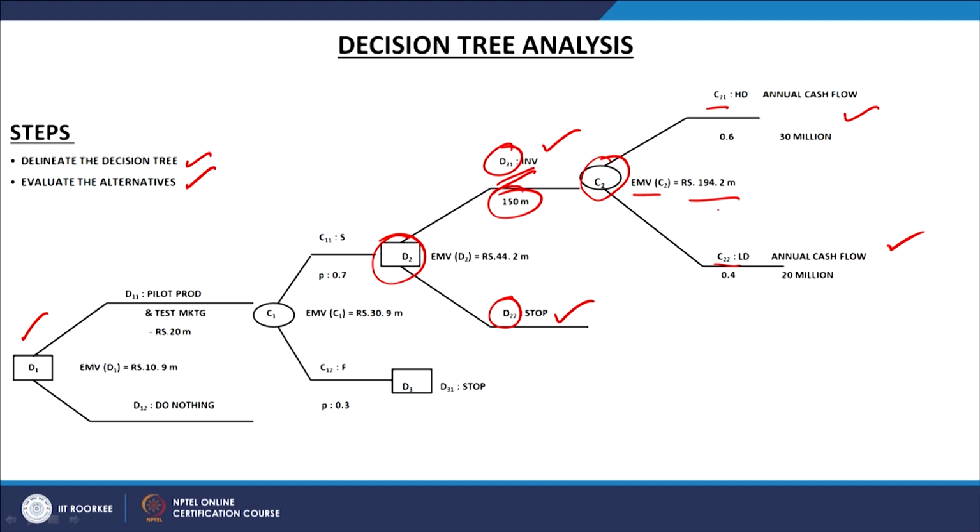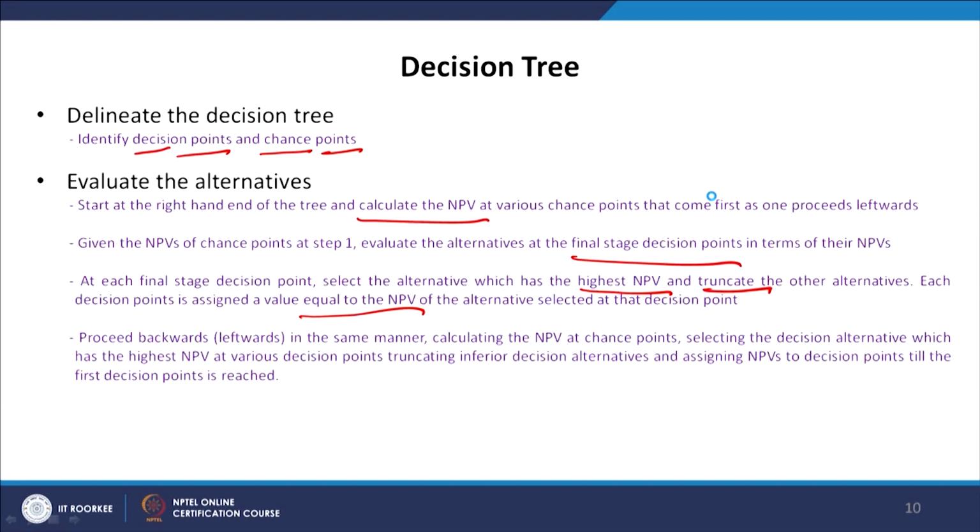How it is calculated, I will explain to you. This is the present value of the cash inflows, and this is the present value of the cash outflows. So, 194.2 million minus 150. The NPV is going to be 44.2, a positive NPV, so we are going to take the decision. This way the whole process has to be followed.